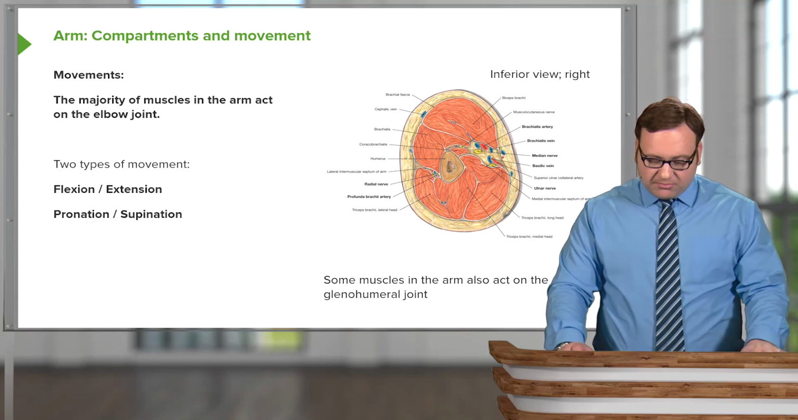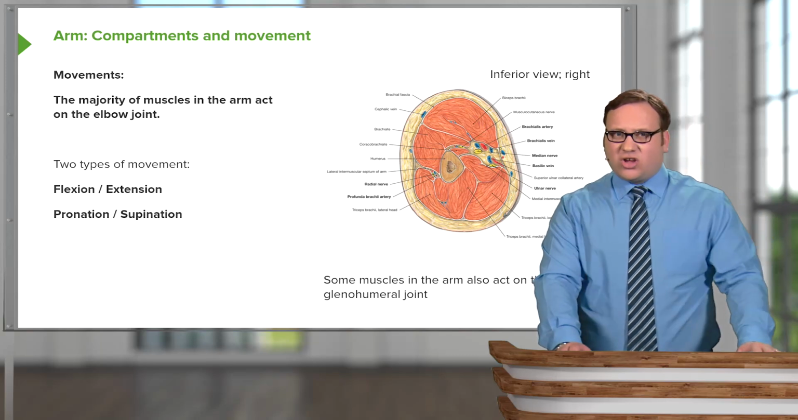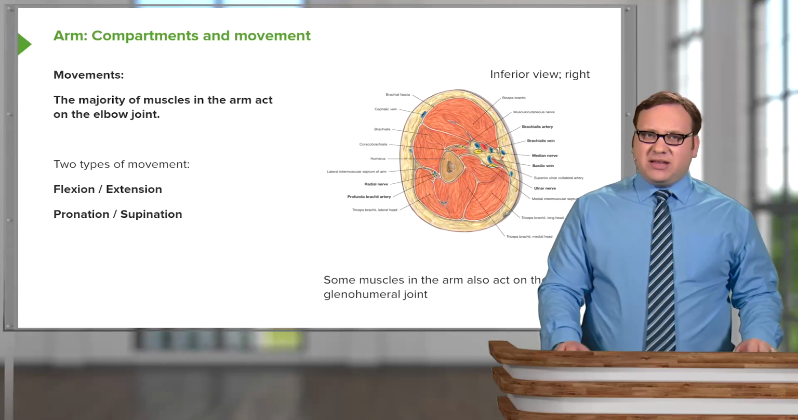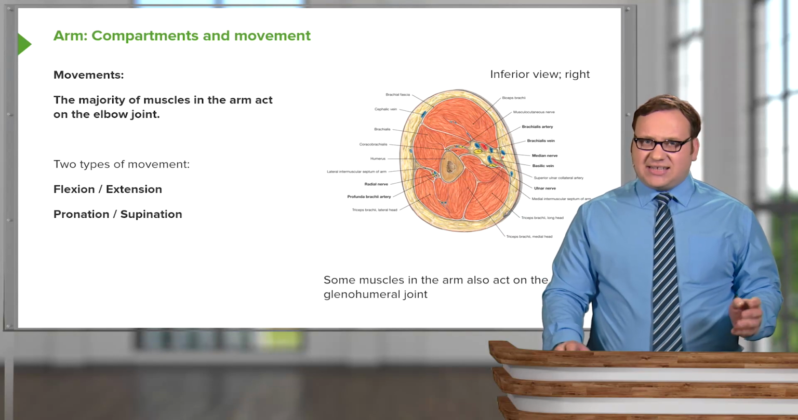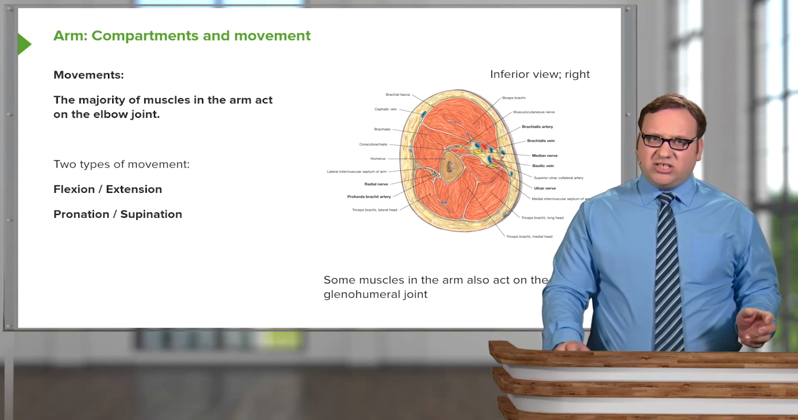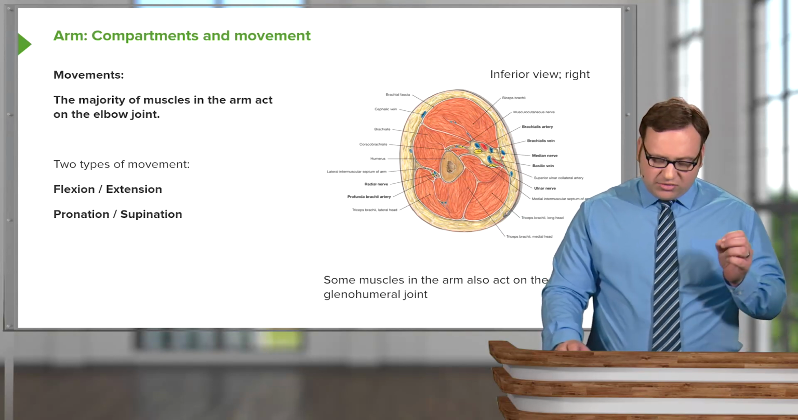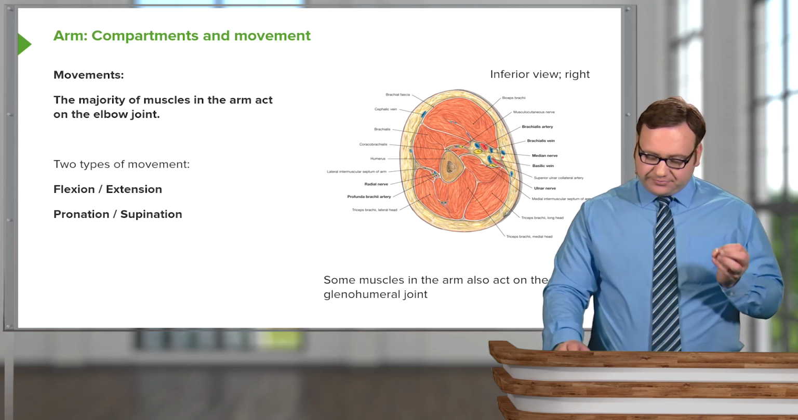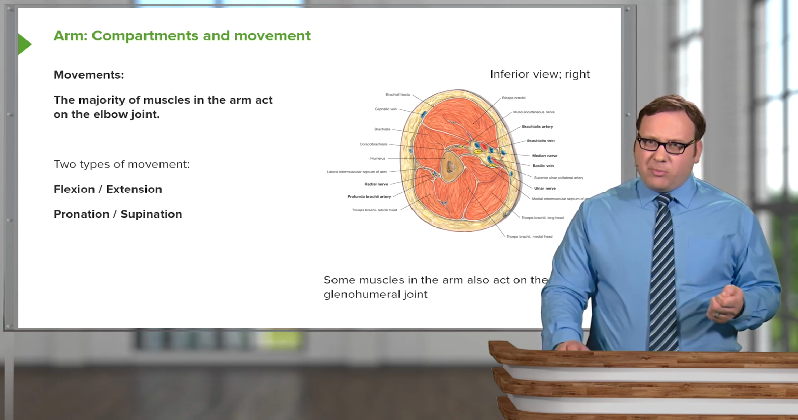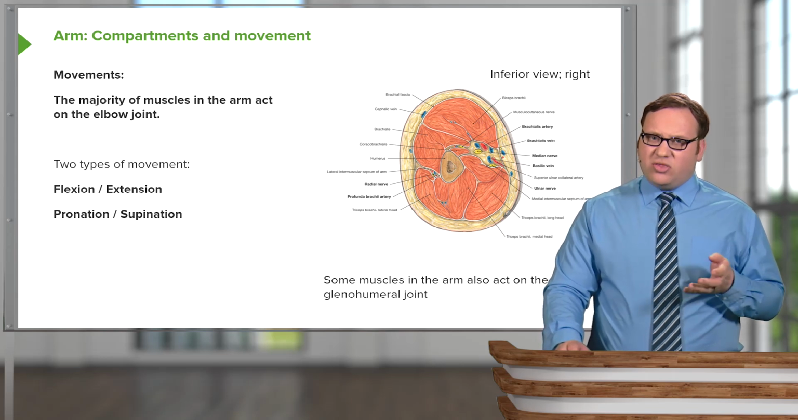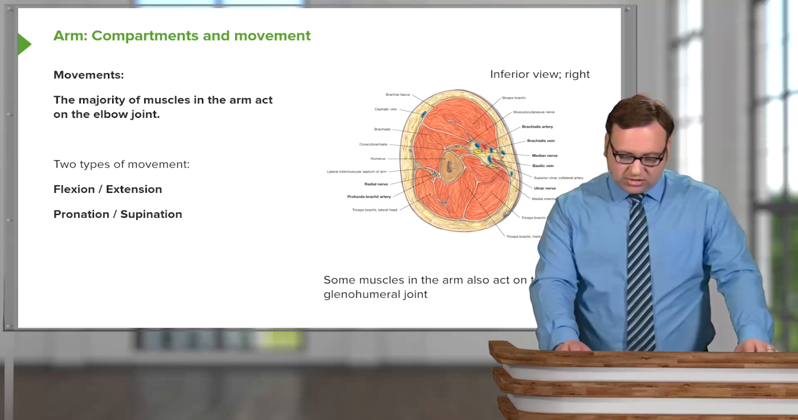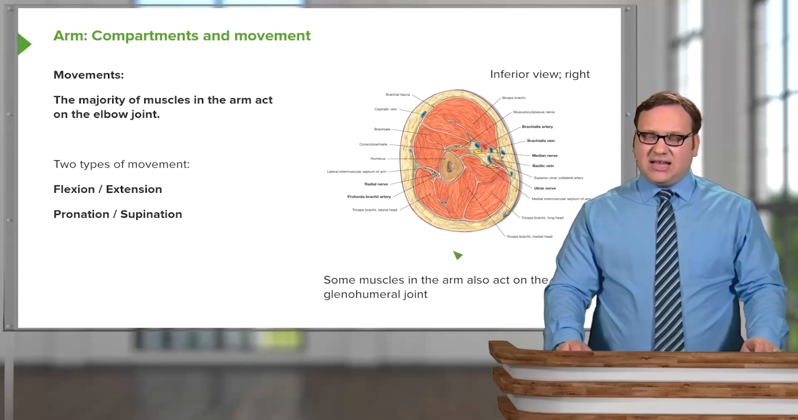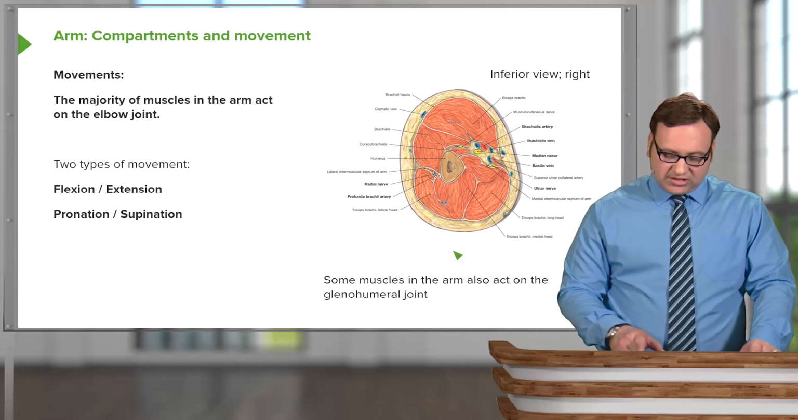So the majority of the muscles in the arm do act on the elbow joint, and principally there are two types of movement. We have flexion and extension. We also have pronation and supination. So the muscles within the arm act on the elbow joint, and they also act on the radio-ulnar joints, which allow pronation and supination to occur. So we'll come back to these as we progress through the course.